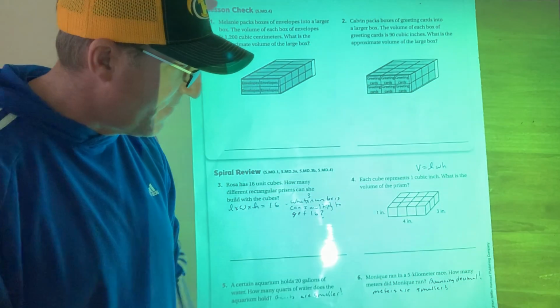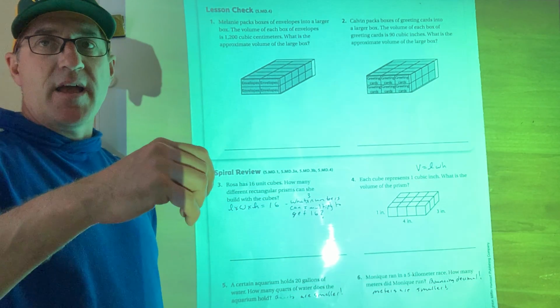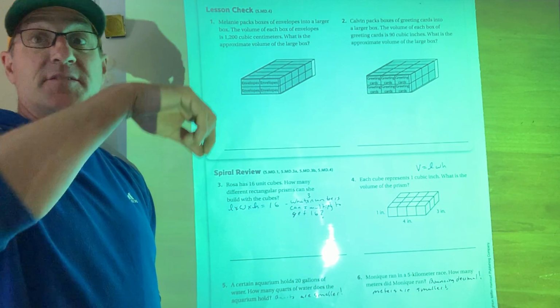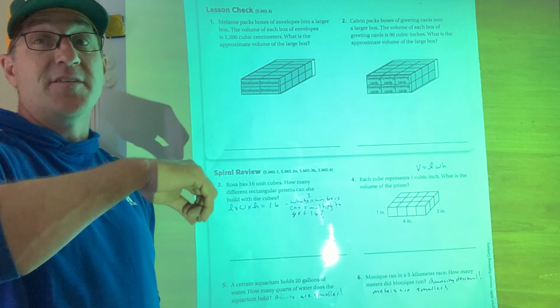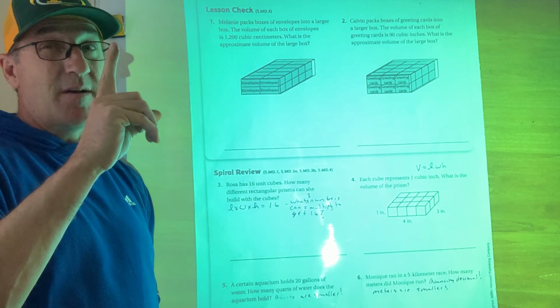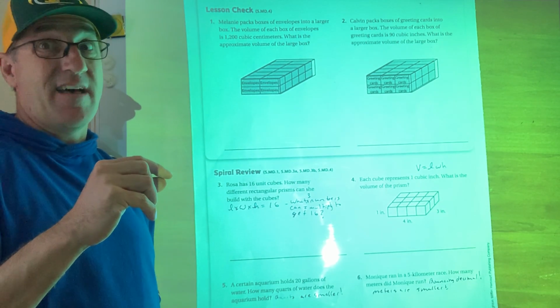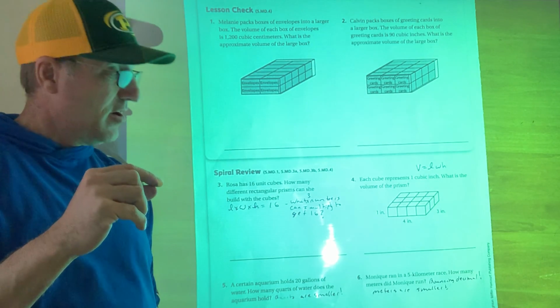And then Monique ran in a 5-kilometer race. How many meters is that? That's bouncing decimal, right? Meters are the babies. Kilometers are the biggest ones. So how many meters in 1 kilometer? That's one you should remember. It's more than 100, but less than 10,000. If that helps. All right.